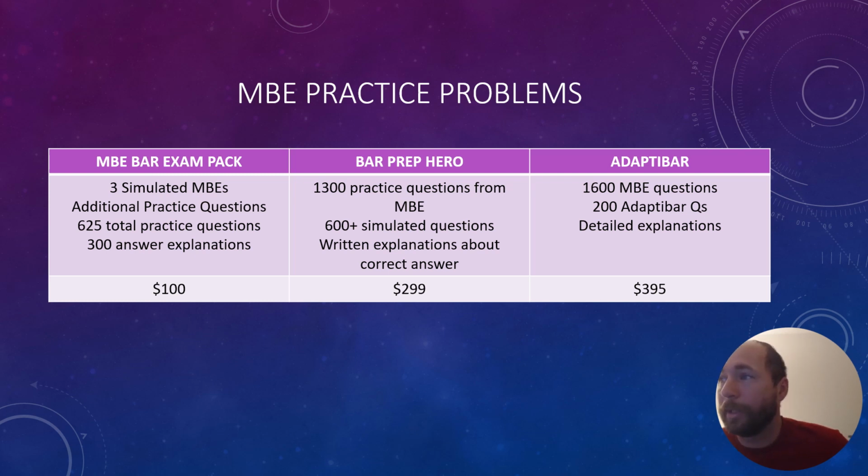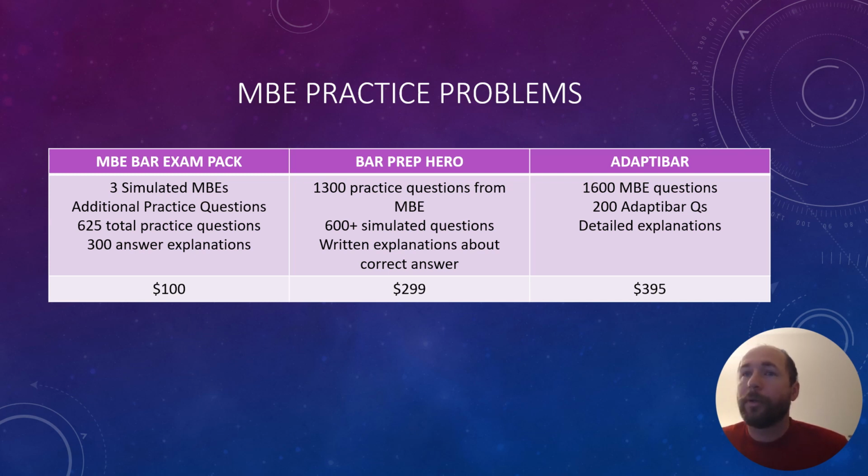And written explanations about the correct answer, versus Adaptabar, which is possibly considered the top multi-state bar exam prep focused on questions. Again, 1,600 MBE questions licensed from the NCBE, 200 Adaptabar questions, and the detailed explanations include both why the correct answer is correct and why the incorrect answers are wrong. Adaptabar also has this feature where when you take a practice exam, if you miss more questions in a certain subject area, on your next exam it will focus a little bit more on that area.